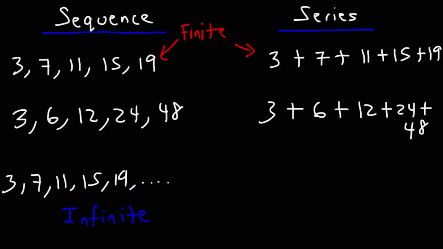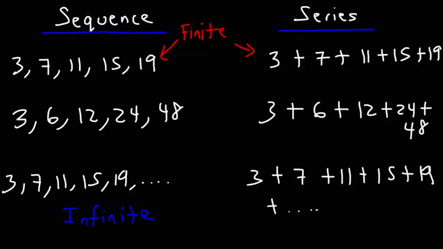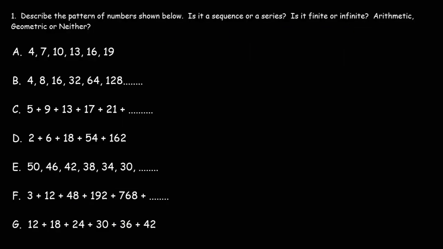Now, the same is true for a series. Let's say if I had 3 plus 7 plus 11 plus 15 plus 19 and then plus dot dot dot, that would also be an infinite series. So now you know the difference between a finite series and an infinite series. Now let's work on some practice problems.